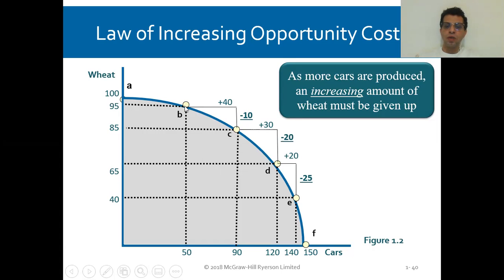Because when you decide to give up, let's say, 10 million tons of wheat to produce 40 more cars, here you're giving up 20 million tons more. See, now you're not giving up 10 more. No, because you're increasing only 10 here, but you're doubling up, and here is 25. So the numbers of decreasing depend on how efficiently and effectively you use these resources.